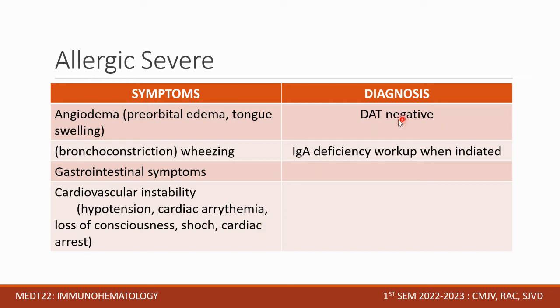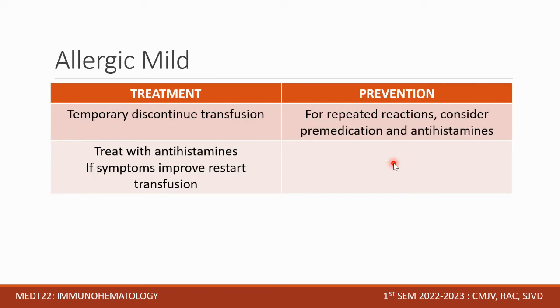Okay? So, for the diagnosis, this is DAT negative. And IgA deficiency workup when indicated. So, you can also do IgA deficiency workup. So, how would we treat the allergic mild reactions? So, temporary, discontinue yung transfusion. Okay? So, treat with antihistamines. And then, if symptoms are improved, you can proceed with the transfusion.